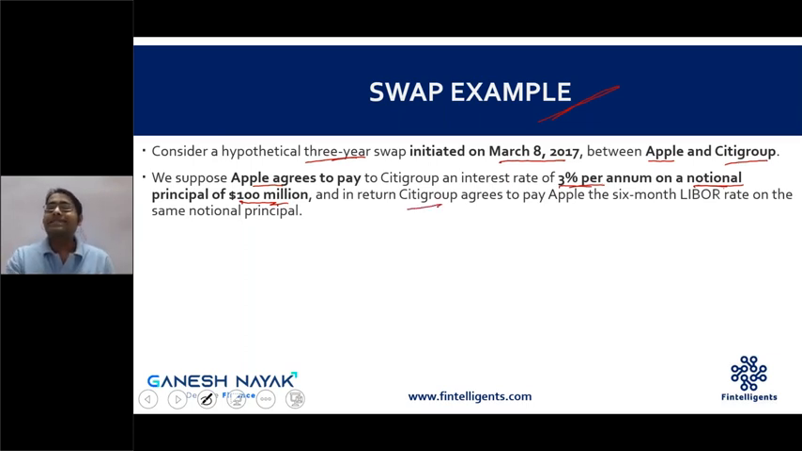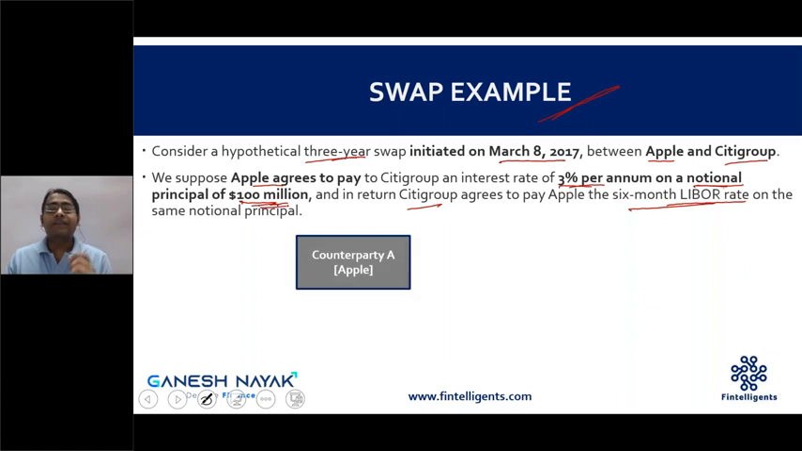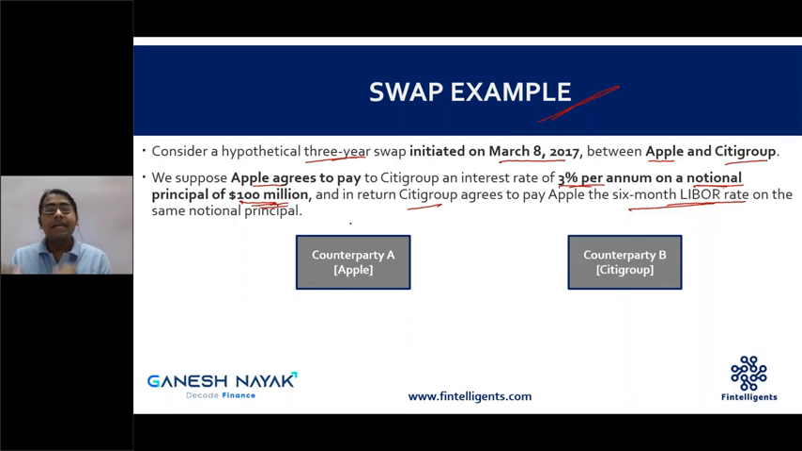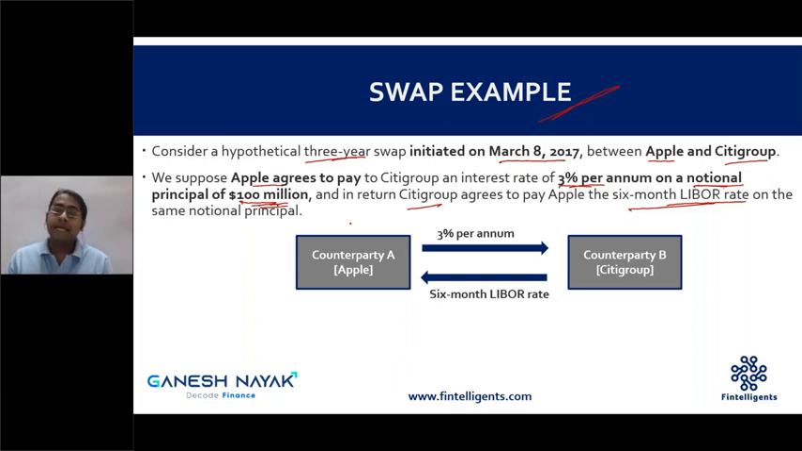Similarly, Citigroup has agreed to pay a 6 months LIBOR rate on the same notional amount, that is $100 million. Now, how does this swap actually look? If you look at the diagram, there's the first counterparty, that is Apple, and the second counterparty, that is Citigroup. Apple is going to pay 3% per annum, but this payment is going to be done on a 6 monthly basis. Similarly, Citigroup is going to pay a 6-month LIBOR rate. The rate is mentioned annualized, so we have to bring it to a 6 monthly basis. This is the normal structure that most interest rate swaps follow.